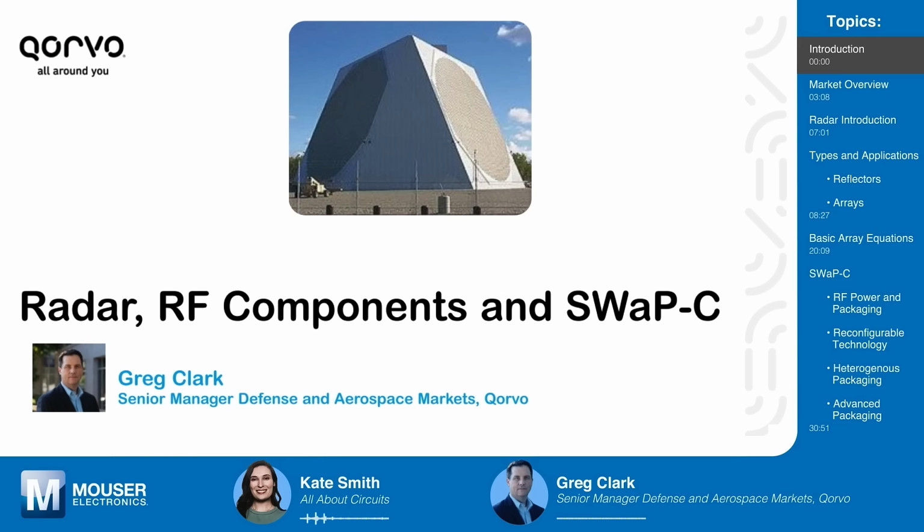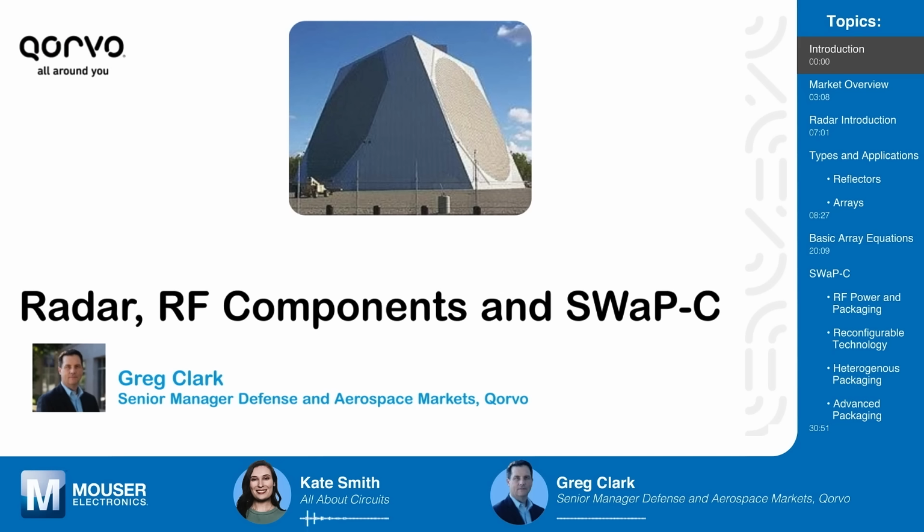Today we're going to be talking about radar, RF components, and SWaP-C. We've got a lot to pack into this time, but let's make sure that everyone listening has that context first. Can you super quickly define SWaP-C so everyone's on the same page? Yeah, size, weight, power, and cost is what SWaP-C stands for. Size of the radar, weight of the radar, power of the radar, and then probably the most important one for the business guys is the cost.